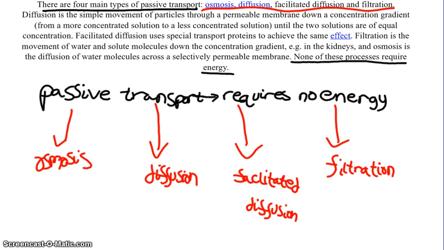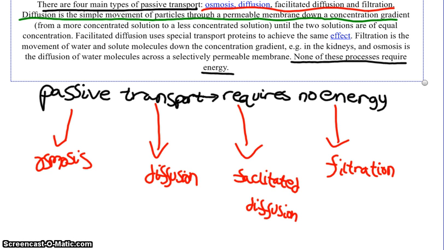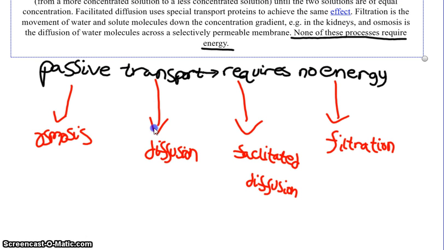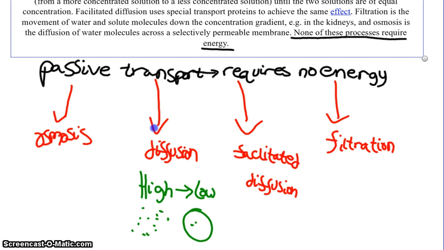So the passage starts by describing diffusion, and it says diffusion is the simple movement of particles through a permeable membrane down a concentration gradient. So diffusion, down a concentration gradient, it's moving from high to low, and basically we're going to draw it out. Think of a lot of dots outside, 1 dot inside, maybe 2, so it's going to move high to low inside.